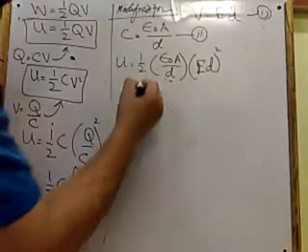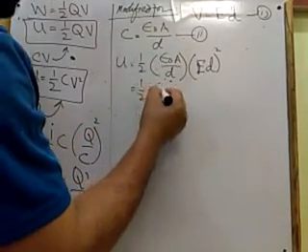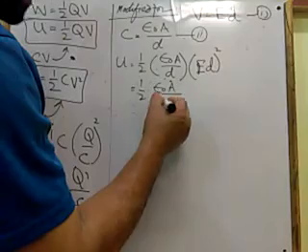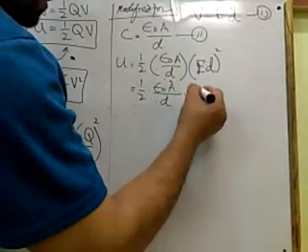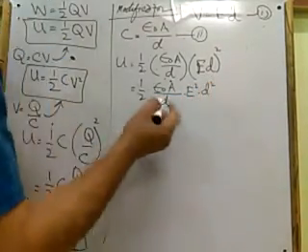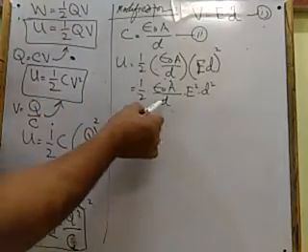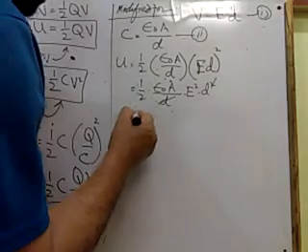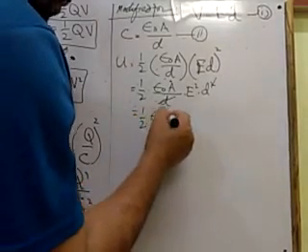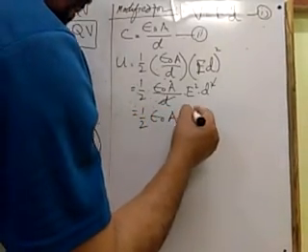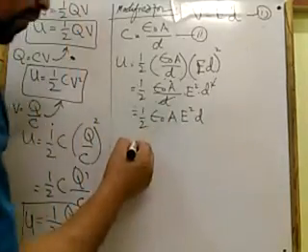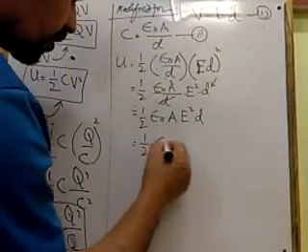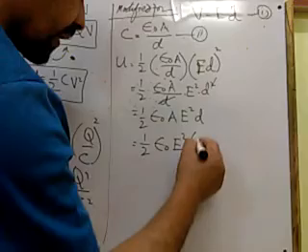So, rearranging the equation, 1 over 2 epsilon naught A divided by D into E square into D square. D will be cancelled from the denominator with one of the numerators. So 1 over 2 epsilon naught A E square into D. We can write 1 over 2 epsilon naught E square A into D.